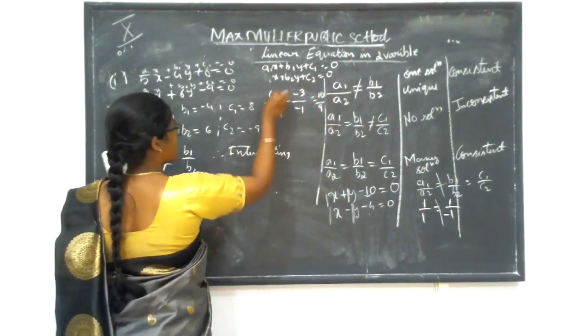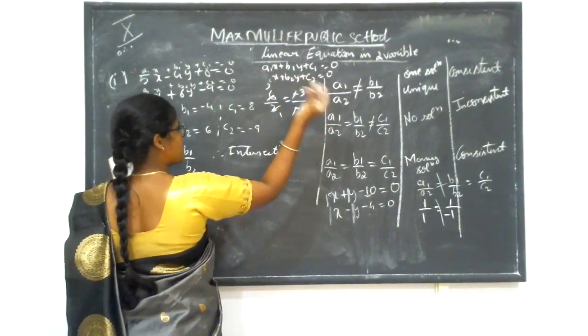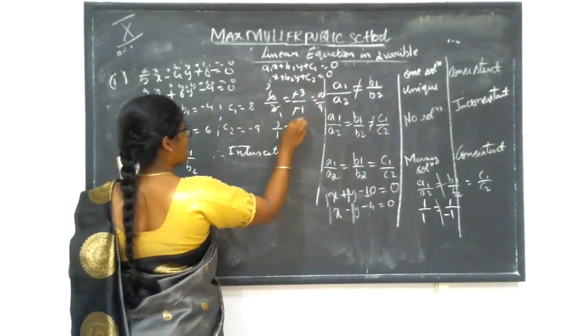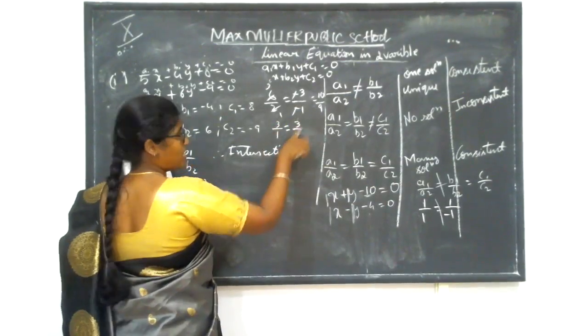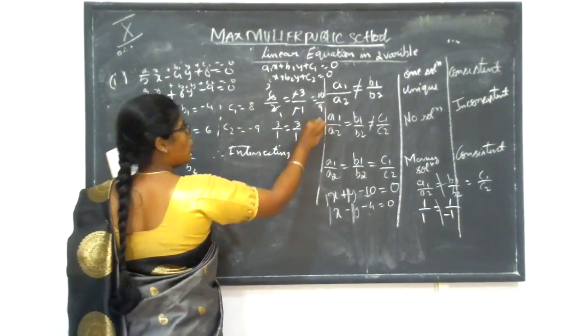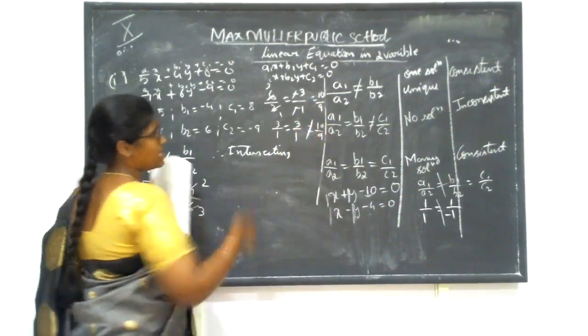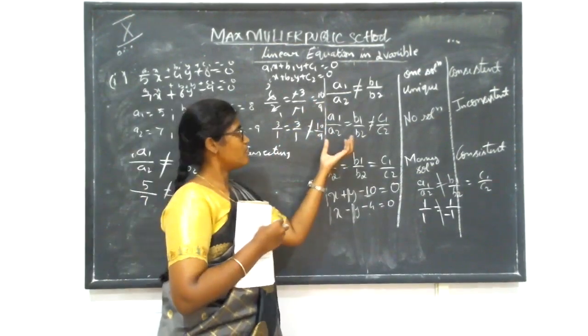So 2 ones are 2, 2 threes are 6. Minus minus cancel. So you'll be having 3 by 1 is equal to 3 by 1. Is this 3 by 1 equal to 10 by 9? No, it is not equal. Then what is the last one? It is parallel only. See how easy it is.